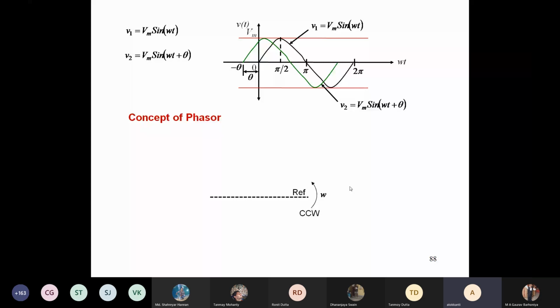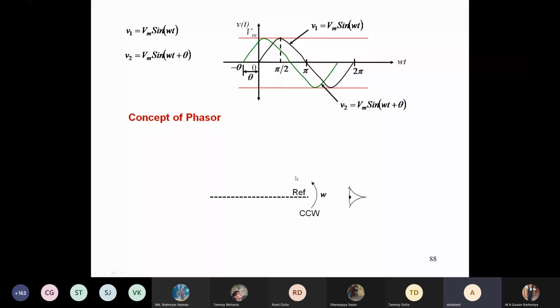The vectors are rotating in the counterclockwise direction. Suppose you have the eye placed here, so you are looking from the eye, and the vectors are rotating in this direction. If it is rotating at the angular speed omega, at omega t it will cover a certain angle. The vector of magnitude Vm, after omega t, will cover some angle.